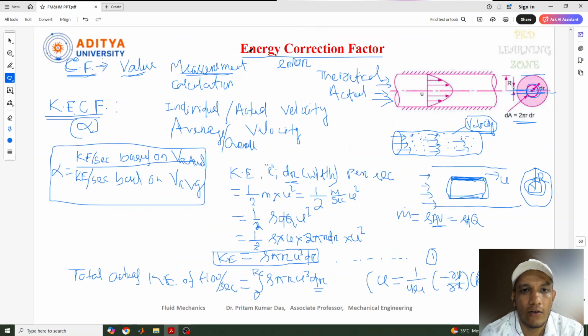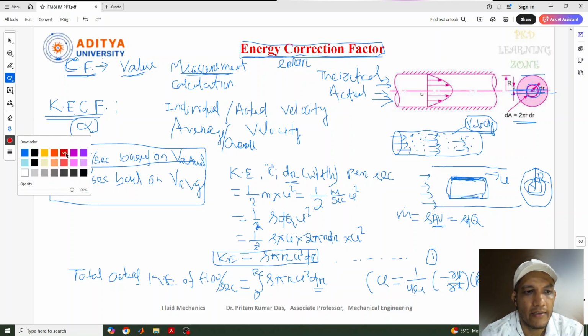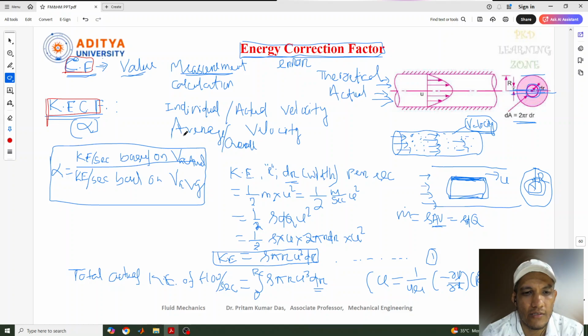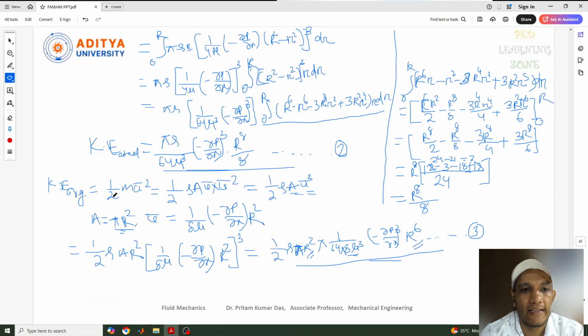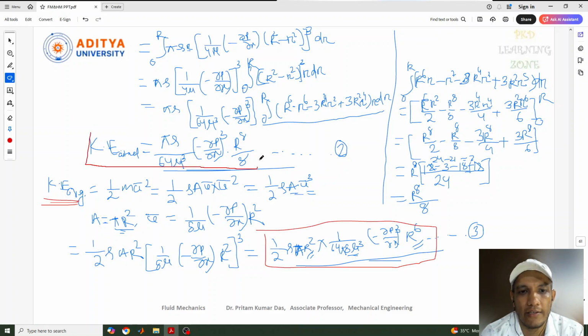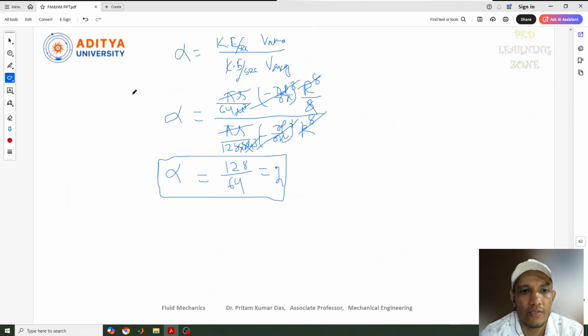Now if you see this concept, where we started and where it landed: it started from the correction factor we discussed, then we discussed the kinetic energy correction factor, and based on this formula we started the derivation. Initially we started with the total actual kinetic energy of the flow per second. Then we went for the average kinetic energy per second. Based on that we got these two equations, and finally, based on the formula, we put in the values.